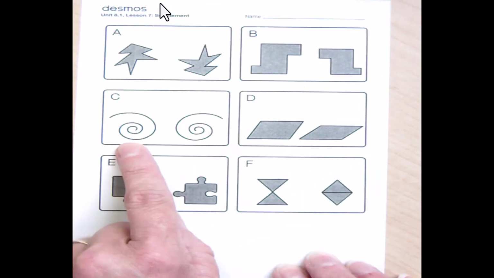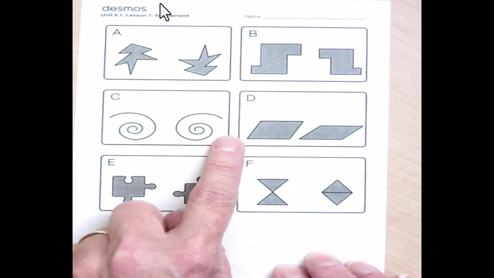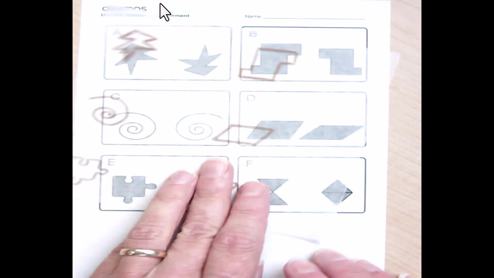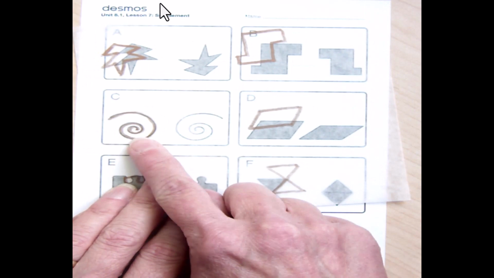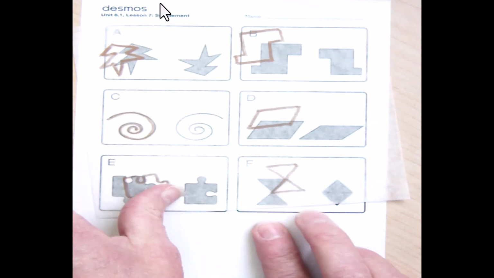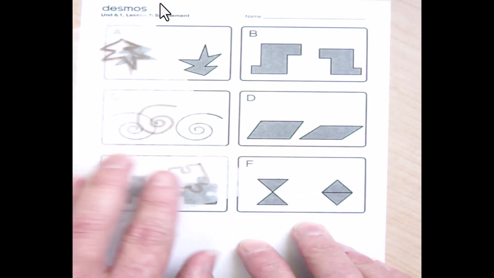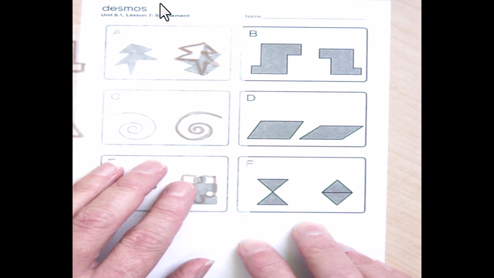Figure C, it kind of looks like a reflection, and I can be sure by trying it out. There's the figure on the left. Let me see if I can flip my paper over and get it to map onto the figure on the right. Yep, looks like those are the same.